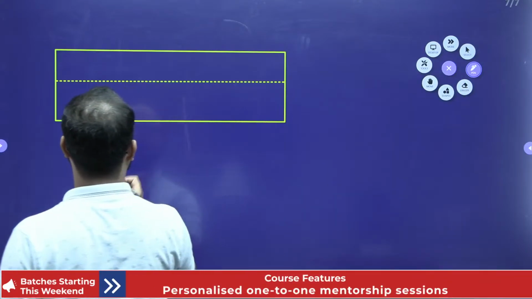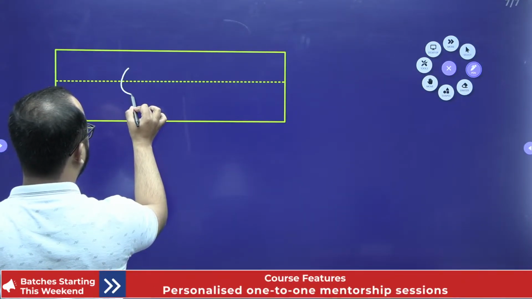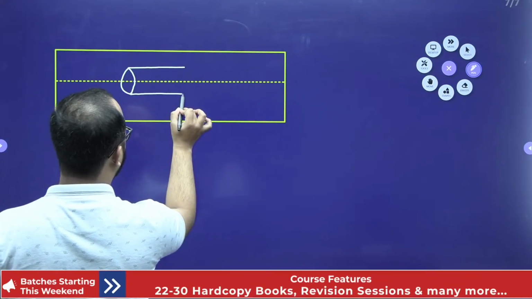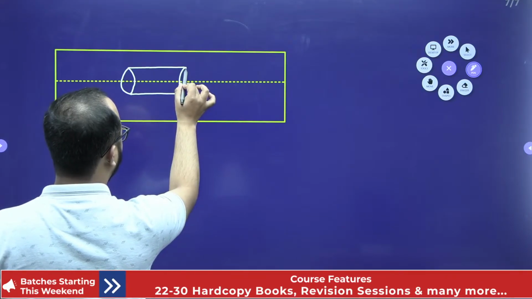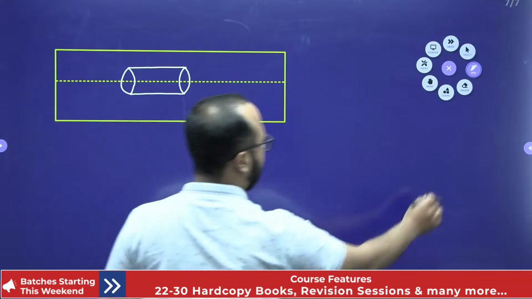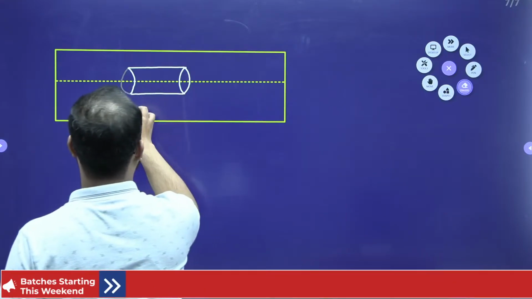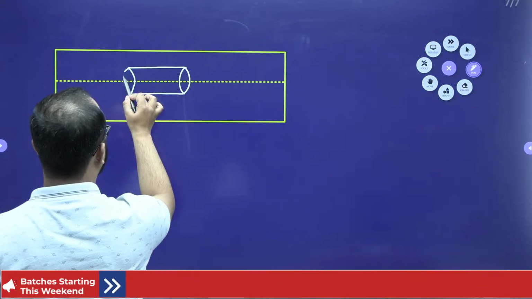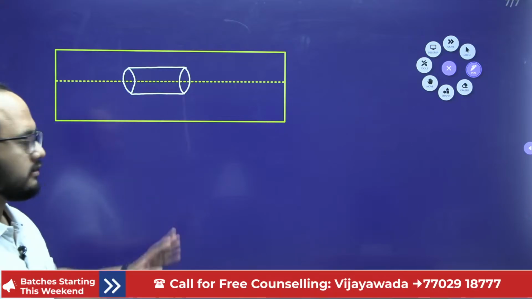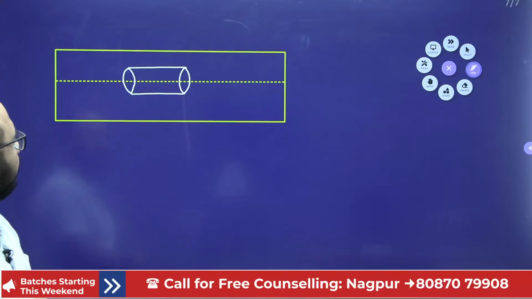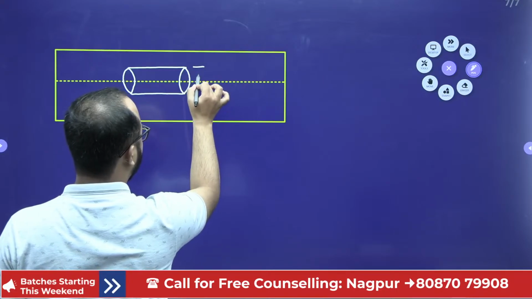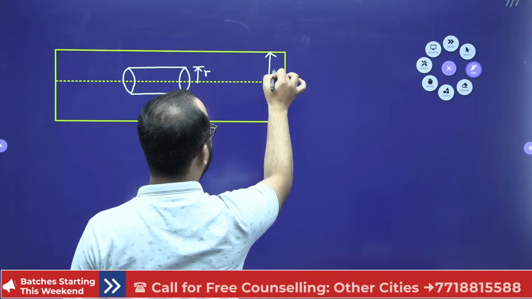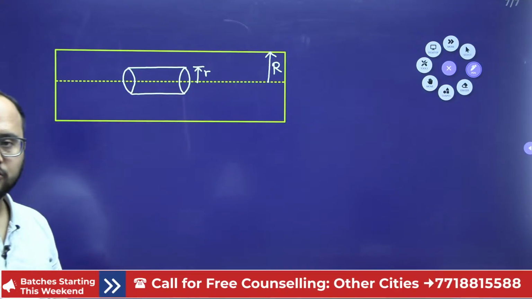Okay, so let's suppose I have taken another fluid element, like this. That is the fluid element that I have taken here. That fluid element has a radius small r, and the radius of the pipe is capital R. This much information should be clear, everyone.